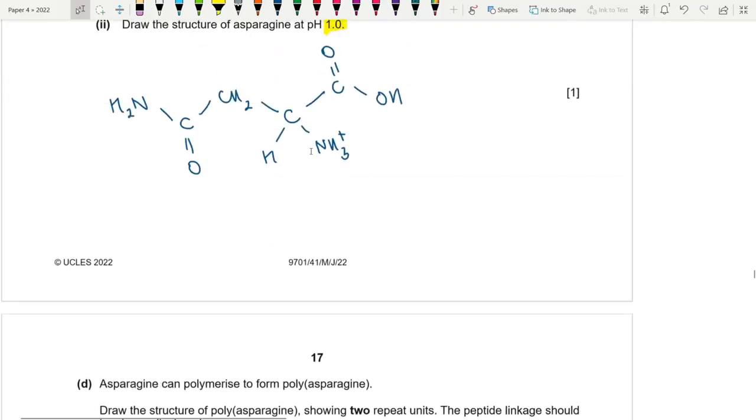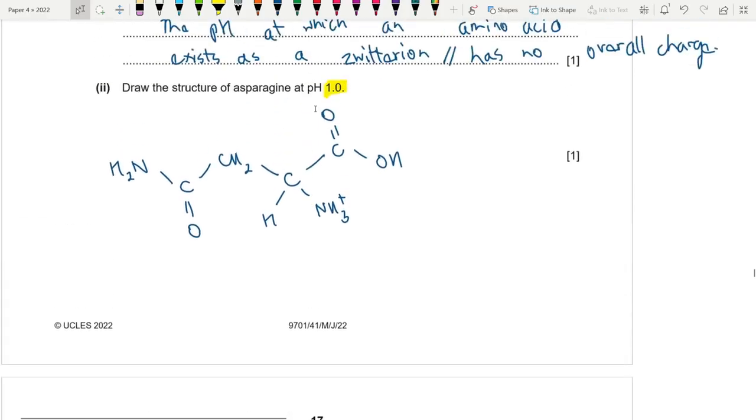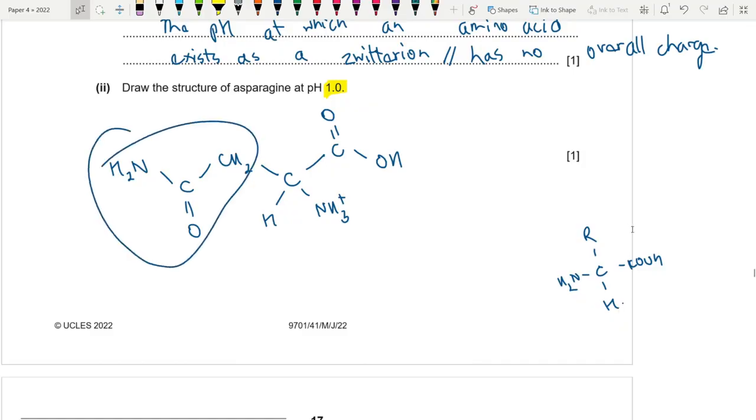Okay. Now it can polymerize to form polyasparagine. So we know that the R group does not take part in this. It's only the main COOH, right? It's the main COOH and the NH2. So let's do this. This is the R group over here. I'm telling you continuously.